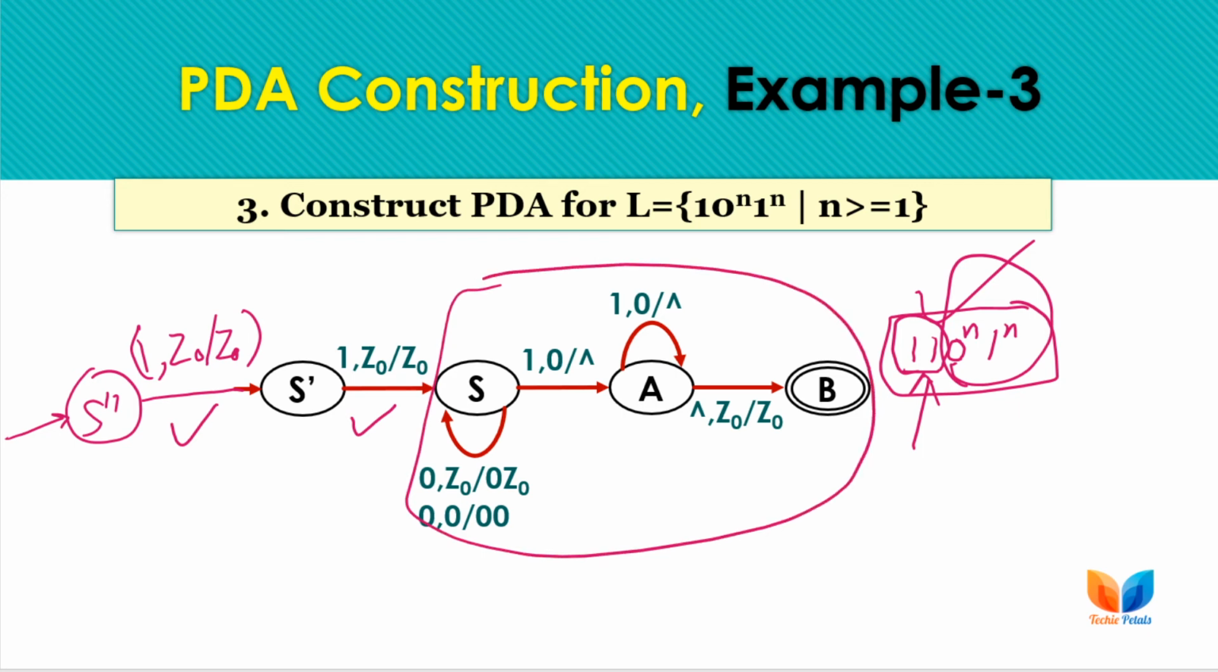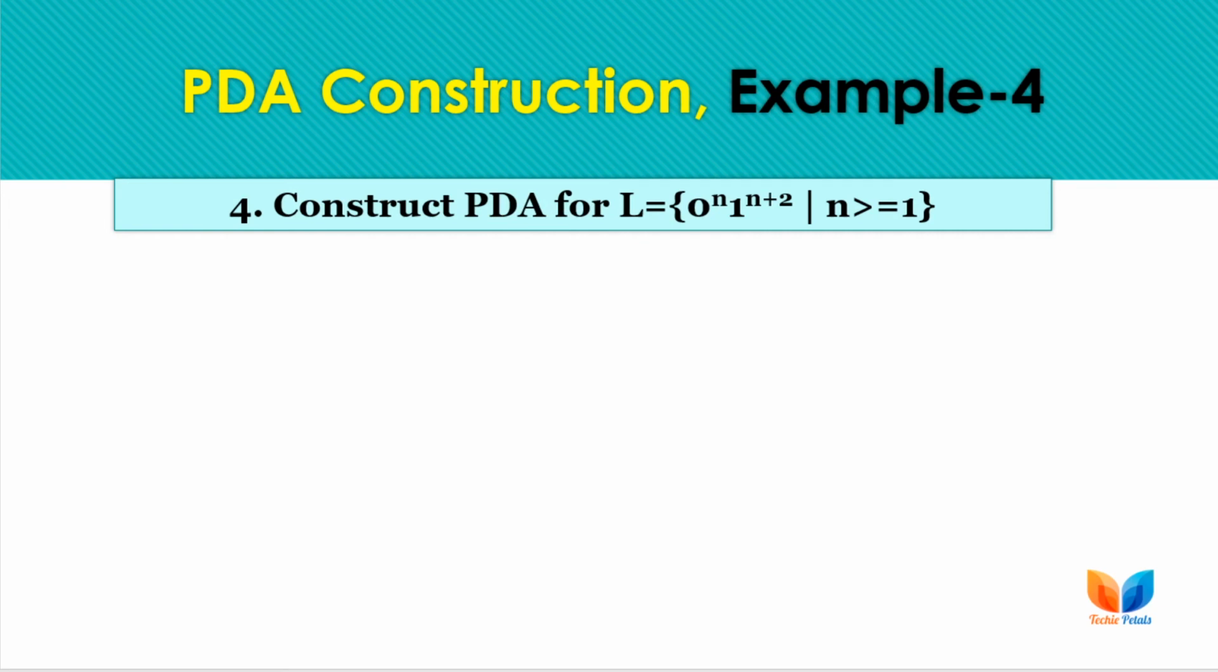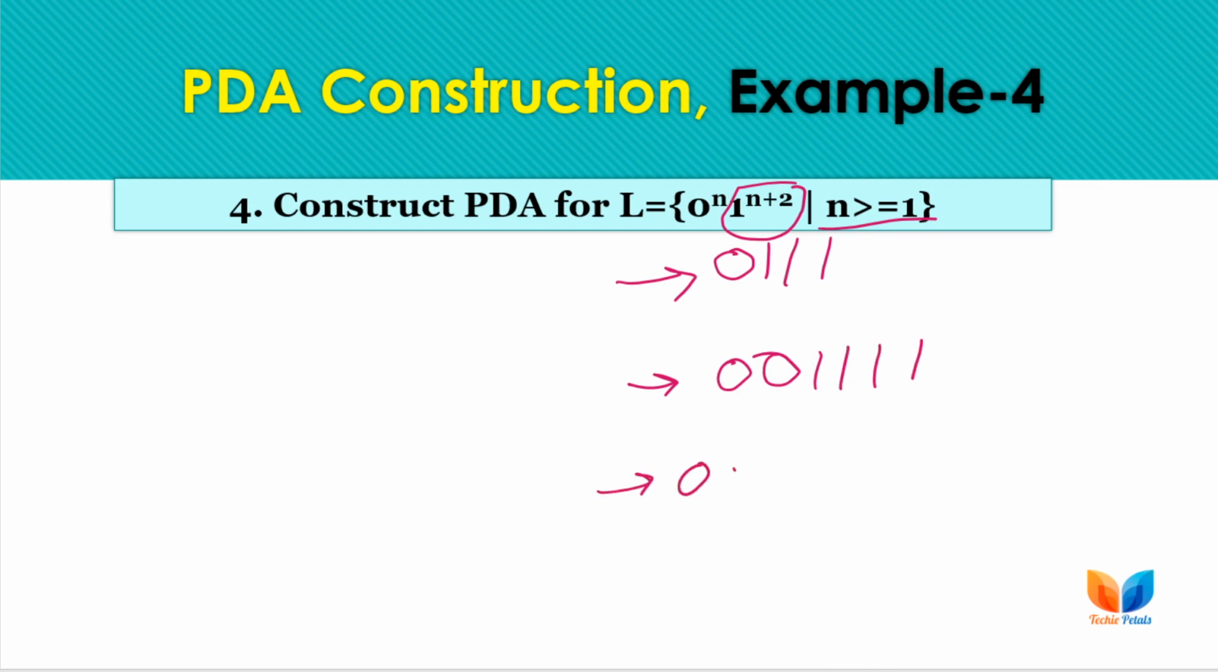Okay, so coming to the next example, this example is very similar to the previous example. Here the only requirement is that the number of ones must be 2 greater than the number of zeros. So if we have the minimum number of zeros as 1, then the number of ones required is 3. This is the minimum string for this question. The next minimum: if we have 2 zeros, then we have 4 ones. If we have 3 zeros, then we have 5 ones.